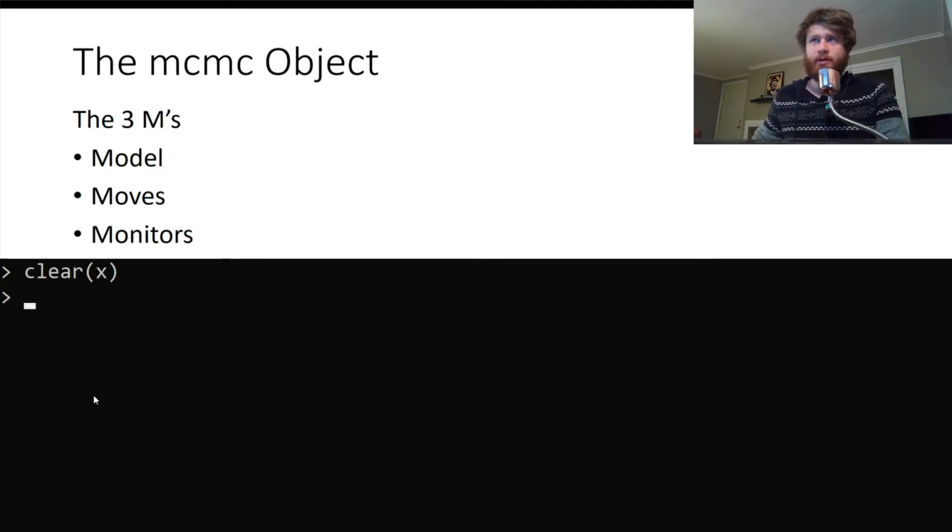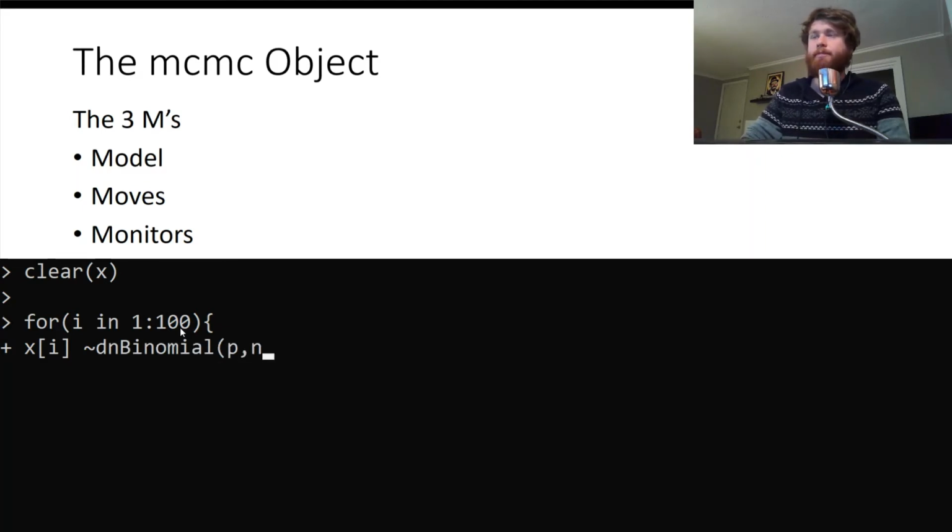Now, our x, as you might recall, is just a single value, but we had a bunch of data because we flipped this coin a bunch of times and we recorded the number of heads a bunch of times. So to do that, we're going to have to use a for loop to clamp multiple data items. So for i in 1 to 100, we're going to say x is a vector. The ith value of x comes from a binomial distribution with parameters p and n.